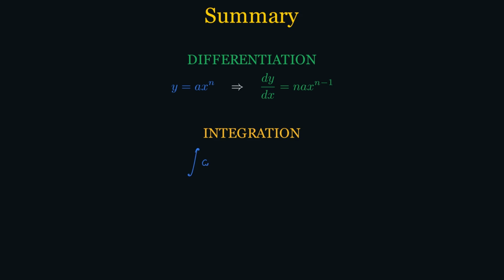For integration, if dy/dx equals a times x to the n, then y equals a times x to the n plus 1 divided by n plus 1, plus c. Increase the exponent by 1. Divide by the new exponent. Keep constants as multipliers. Always add plus c.